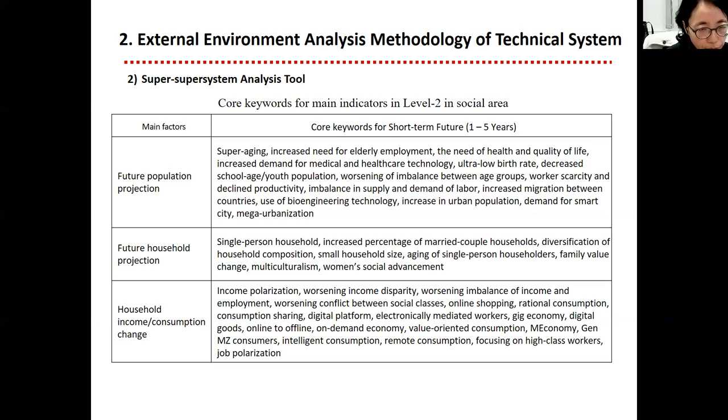Super aging, increased need for elderly employment, the need of health and quality of life, increased demand for medical and healthcare technology, ultra low birth rate, decreased youth population, worsening of imbalance between age groups, workers' safety, and declining productivity. Imbalance in supply and demand of labor, increased migration between countries, use of bioengineering technology, increase in demand for smart city and mega urbanization.